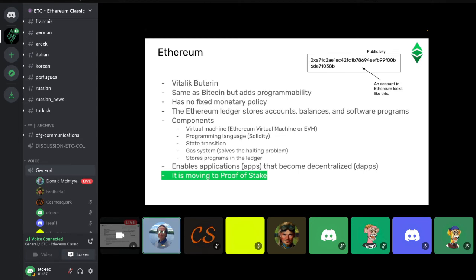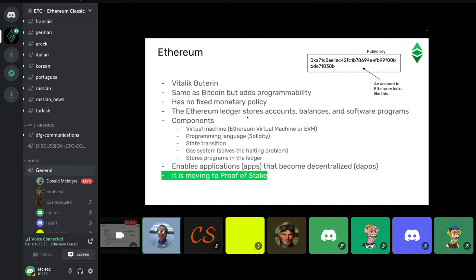so that it would become programmable. So it's the same as Bitcoin, but adds programmability. In the case of Ethereum, it doesn't have a fixed monetary policy, even though it's algorithmic. They have changed it several times, so this gives us the information that it doesn't have a fixed monetary policy.